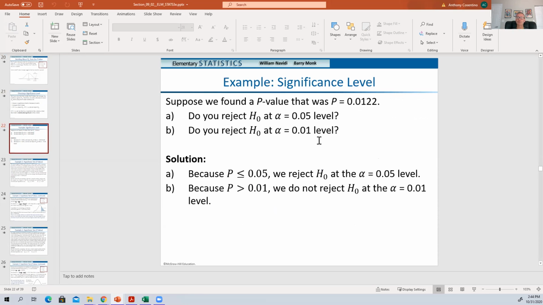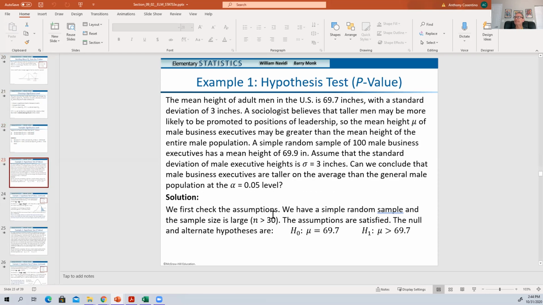So we're typically going to do 5, but when you do your homework, make sure you see what value they want you to compare it to. So let's do another example. And this one, I think we've talked about this before.